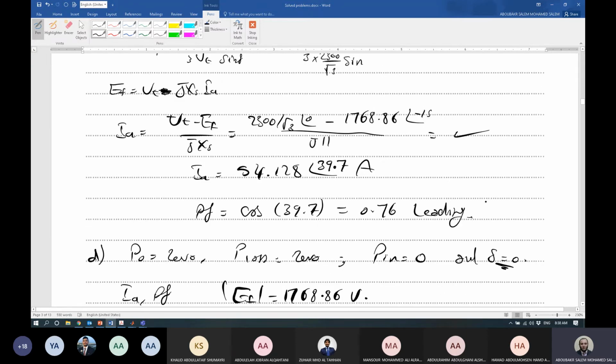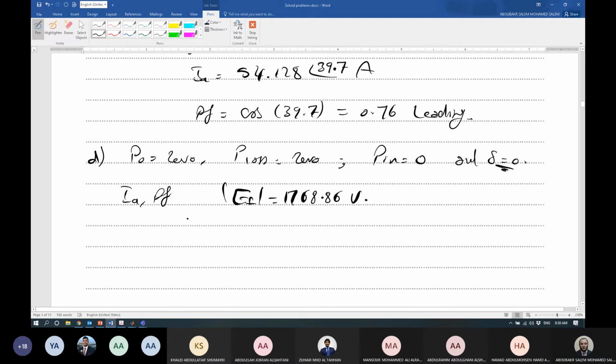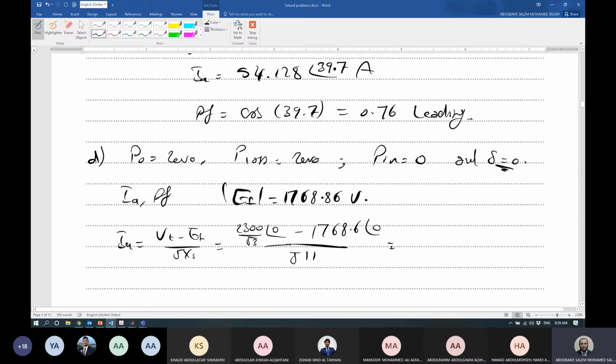So simply we can say now IA equals V terminal minus EF over JXS. So it will be 2300 over square root of 3 at angle 0 minus 1768.6 at angle 0 over JXS, which is 11 ohms. From here, you can get the value of current IA.